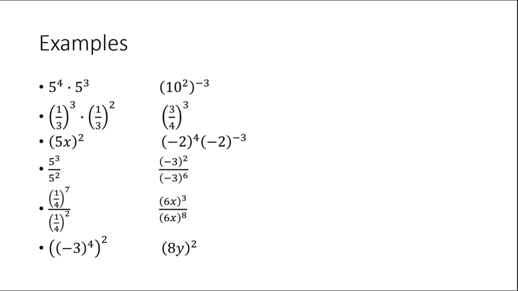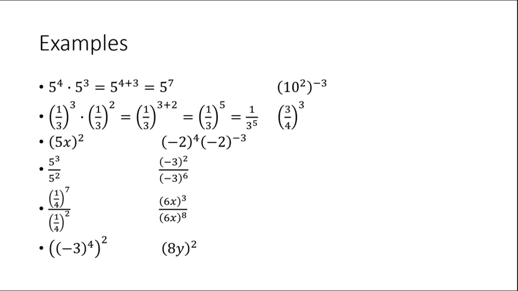So now to do a few examples. In the first case here, we have the same base value, 5, multiplied by 5 to the 4th times 5 to the 3rd. So we can take 5 raised to the sum of those two exponents. In the next case, it's sort of the same thing. We have the same base value, 1/3 raised to the 3rd times 1/3 squared. We take that 1/3, raise it to the sum, 3 plus 2.